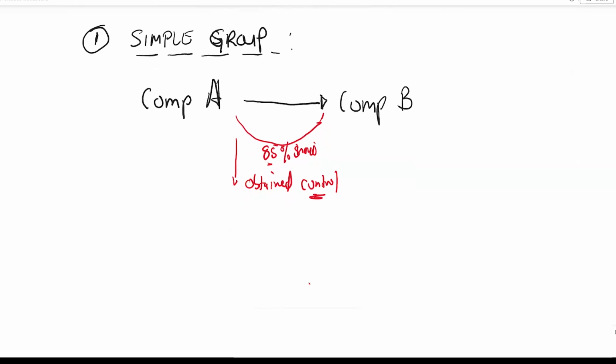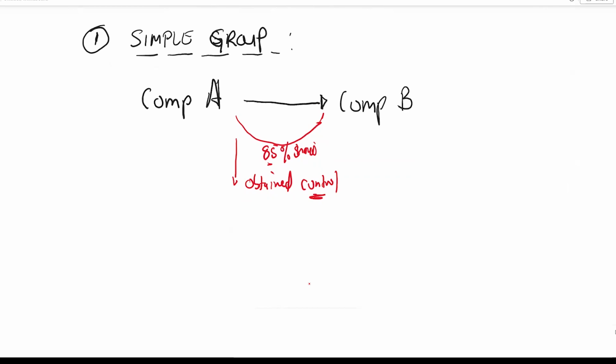It means that they control the affairs of company B. When making decisions, they have the voting rights. When making decisions, they have the majority voting rights. So at the end of the day, it is what they say that goes, because it is the decision that is voted by company A that will go.